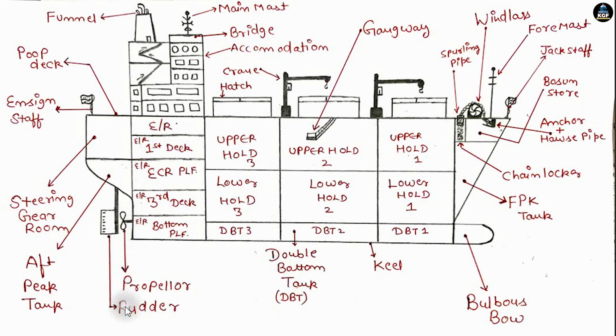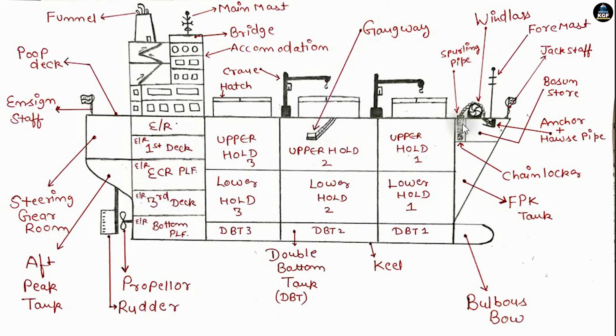And this is the propeller, the rudder, aft peak tank, steering gear flat or steering gear room, ensign staff, poop deck, funnel, mainmast, bridge, accommodation, crane, hatch. There are 3 holds: upper hold 1, upper hold 2, upper hold 3 and lower hold 1, lower hold 2, lower hold 3. Then engine room first deck, engine room ECR platform, engine room third deck and engine room bottom platform. So the gangway will look like this.